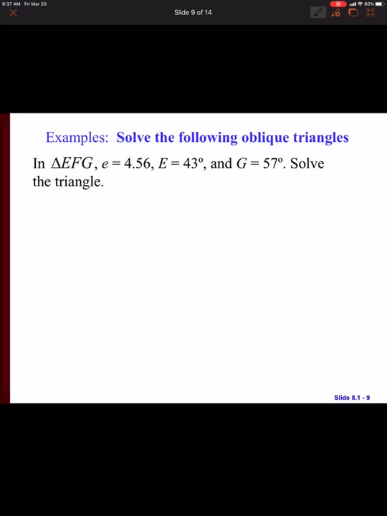What I want to look at, though, is this triangle here, EFG. So we're using standard lettering. Capital letters denote the angles, small letters denote the sides. Now let's notice what they've given us in this triangle. We've got a side given and two angles. So half the information, right? There's 6 parts we've got to find, right? 3 sides and 3 angles.